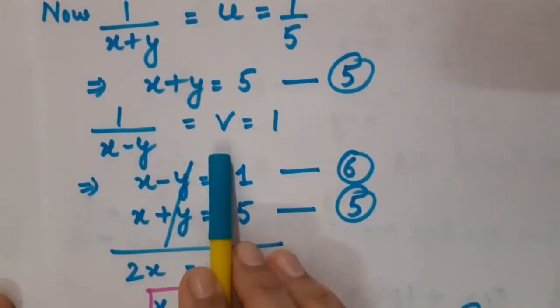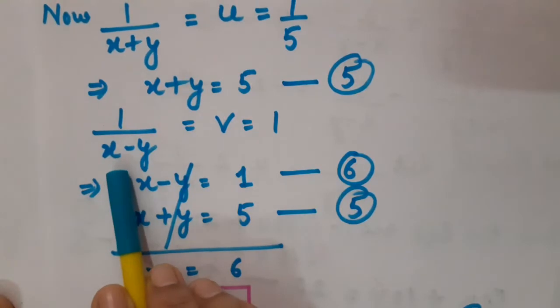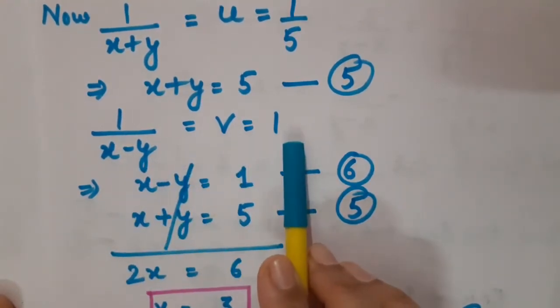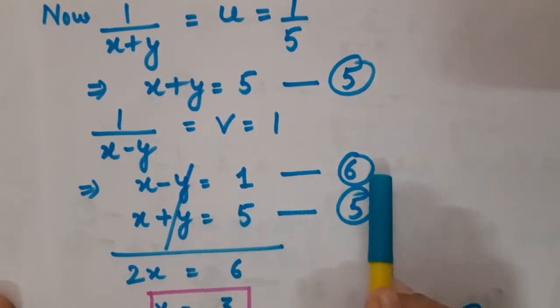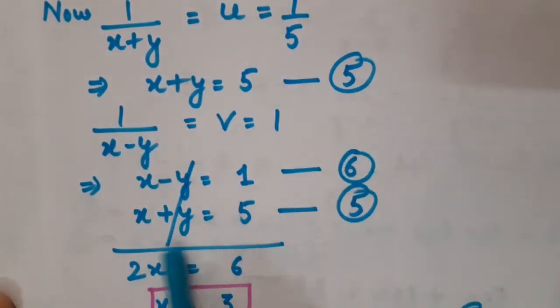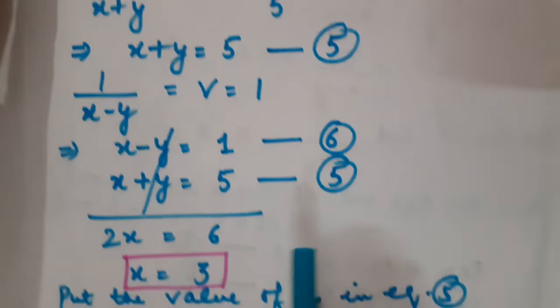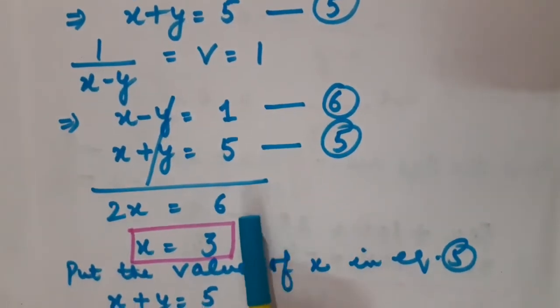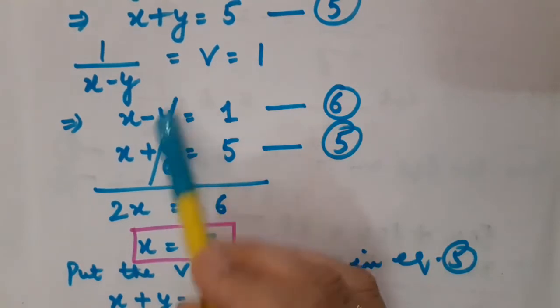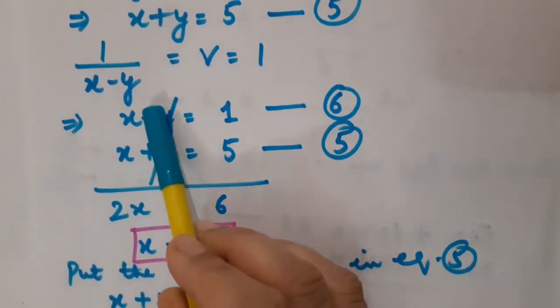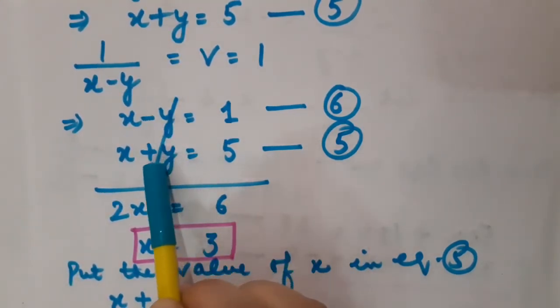After taking reciprocal, what will you be getting? You will be getting x minus y is equal to 1. Correct? So this is x minus y is equal to 1, equation number 6. X plus y is equal to 5, equation number 5. Now again, I am going to adopt elimination method. Here you can see minus y and plus y will be cancelled. Fine, they both are having the same numerical coefficient, that is 1.